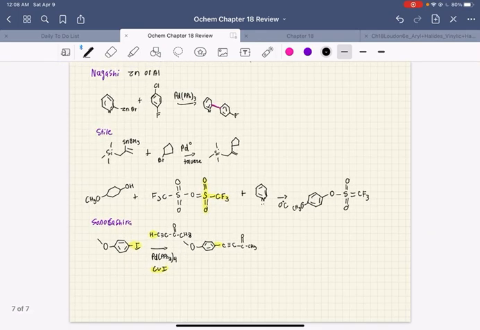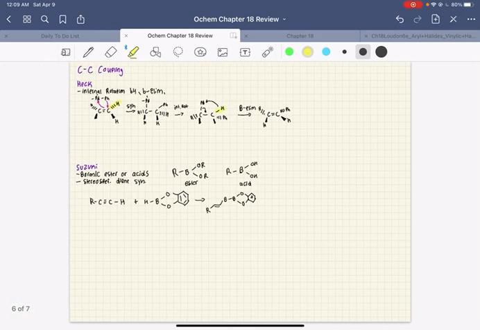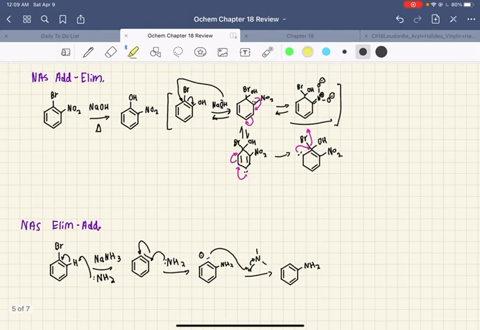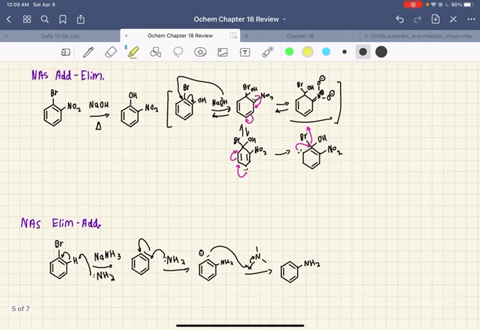So those are three there, and then Heck and Suzuki. Those are all the carbon-carbon couplings we learned in Chapter 18. We also went over nucleophilic aromatic substitution, both addition-elimination and elimination-addition.